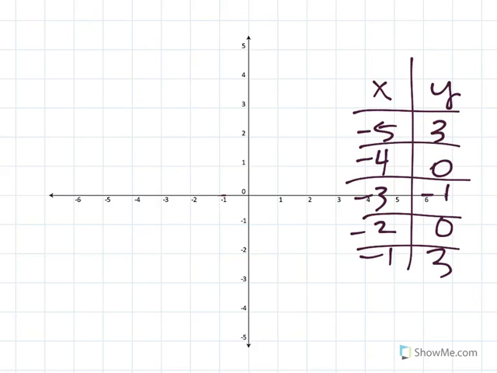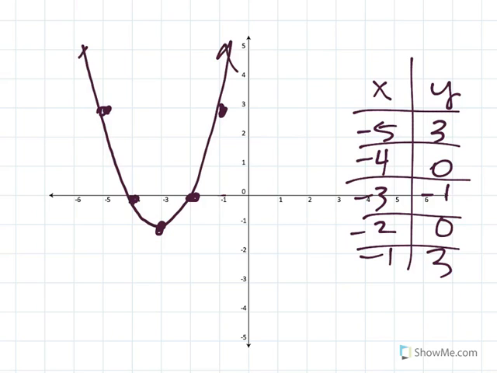So we'll have one at -5, 3. I have one at -4, 0, -3, -1, -2, 0, -1, 3. We get our nice smooth curve like so. Now, when we actually want to solve this, we want to see where it crosses the x-axis. So this is in 2 points, so the solutions would be x equals -4 and x equals -2.